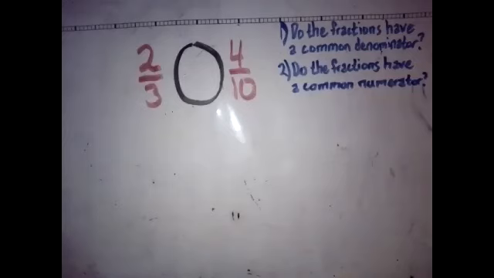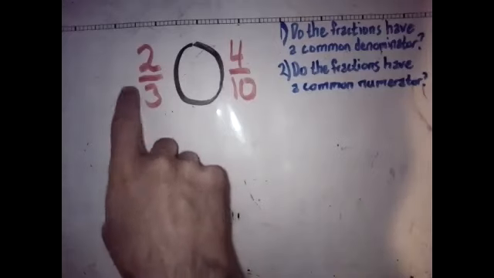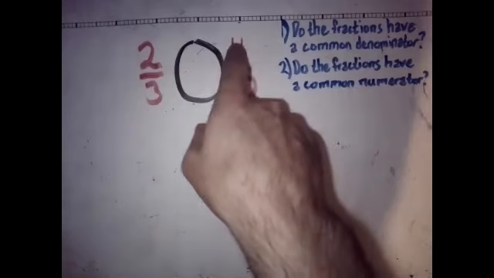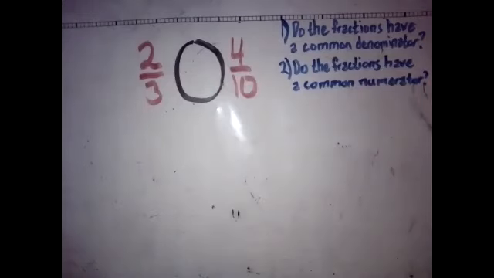Do the fractions have a common numerator? The numerator being the part at the top that tells us how many pieces we have. Well, we're going to look again and see, for 2/3, we have 2 pieces. And for 4/10, we have 4 pieces. We do not have a common numerator.